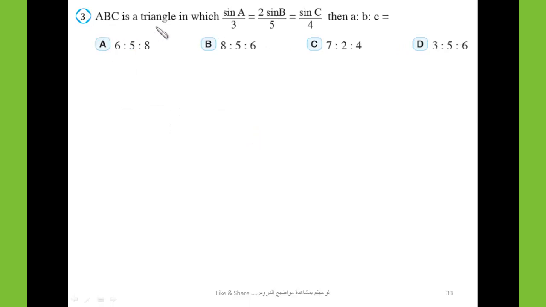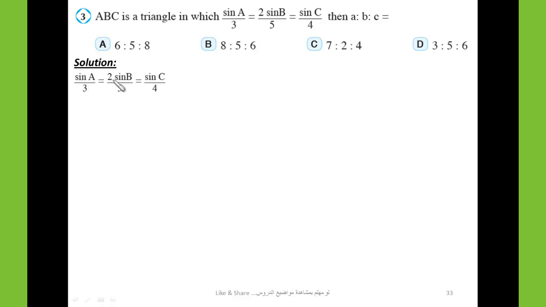3. ABC is a triangle in which sine A over 3 equals 2 sine B over 5 equals sine C over 4. Then A to B to C equals one of these ratios. So, solution. We have sine A over 3 equals 2 sine B over 5 equals sine C over 4. The original rule is sine A over A equals sine B over B equals sine C over C, and always the coefficient is 1. But here the coefficient is 2.